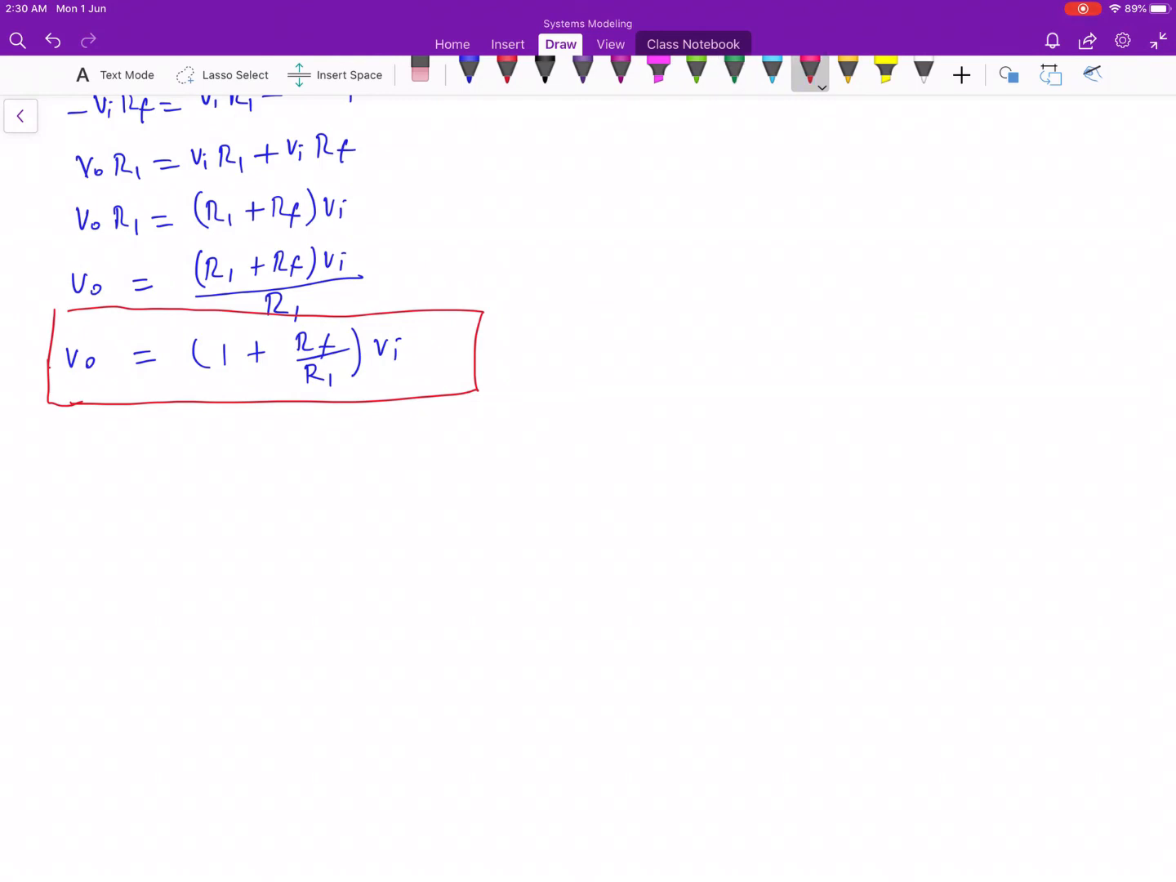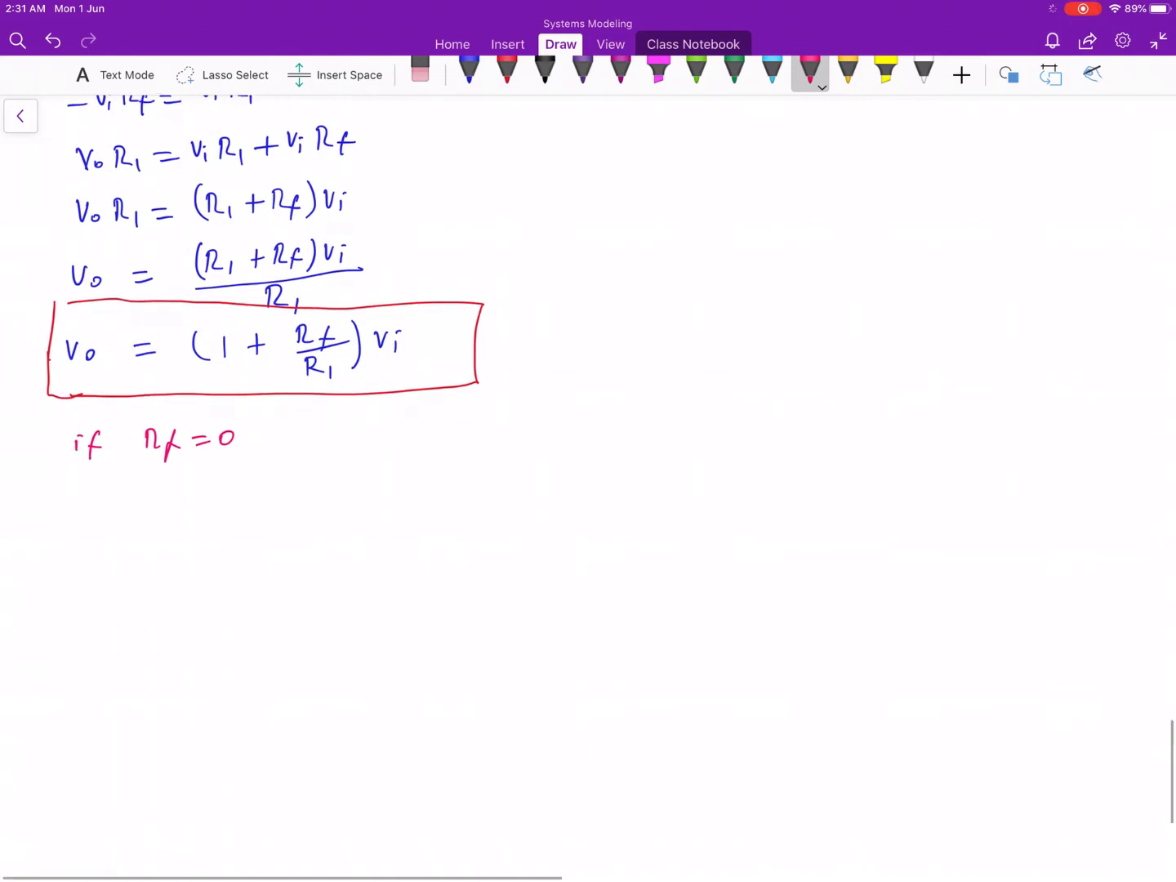For example, let's look at this. If Rf is equal to 0, then Rf over R1 is 0. Anything 0 divided by anything is 0. So you're going to have Vi times 1, meaning that V naught is equal to Vi. Okay. Then the statement that V naught will never be below Vi holds, it is always equal. So hence, for this, it is equal or higher.